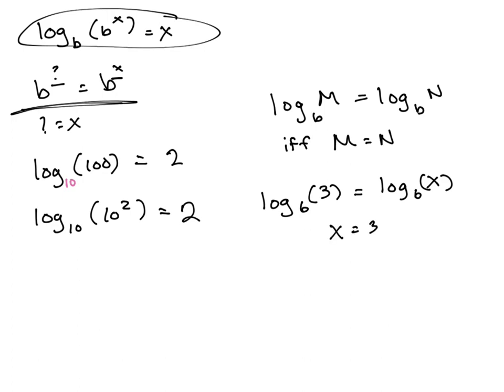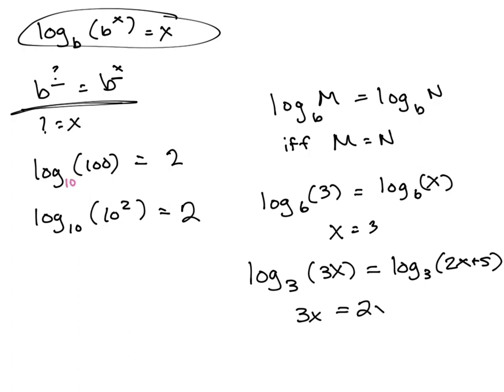Yeah? Okay. Let's do log base 3 of 3x equals log base 3 of 2x plus 5. How would I solve for x? Set your arguments equal. Because why? How do I know my arguments can be equal? Because the base is the same. It's 3 on both sides. So can we solve for x here? What is x? X is 5.